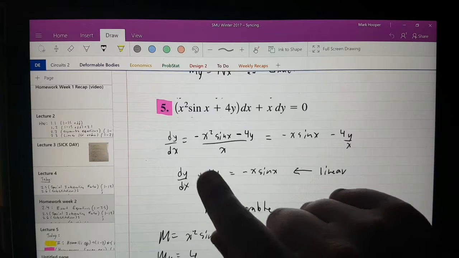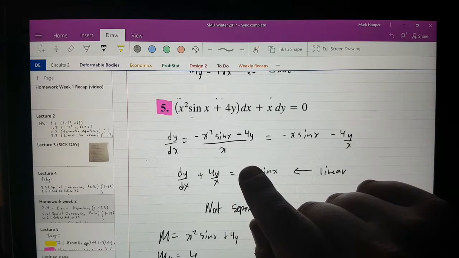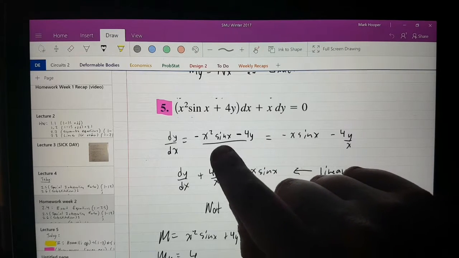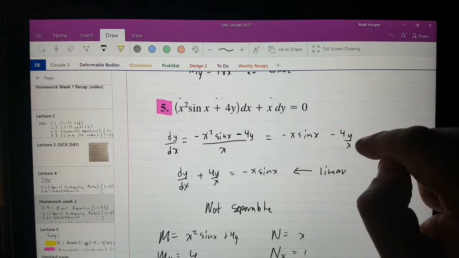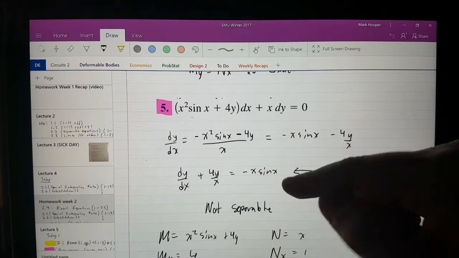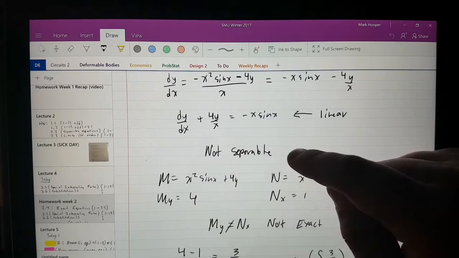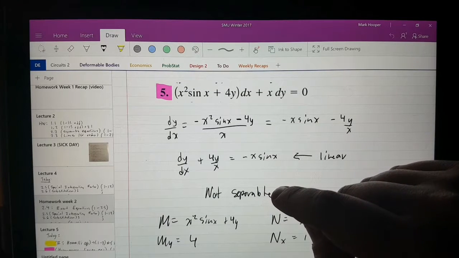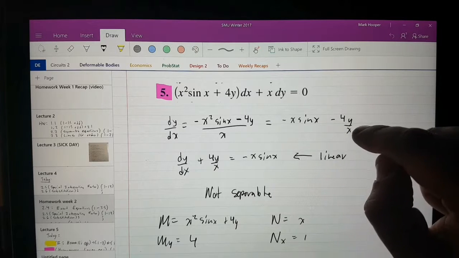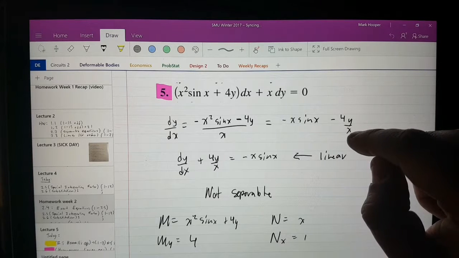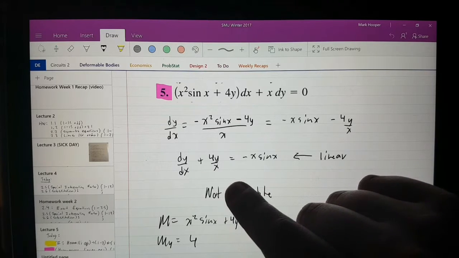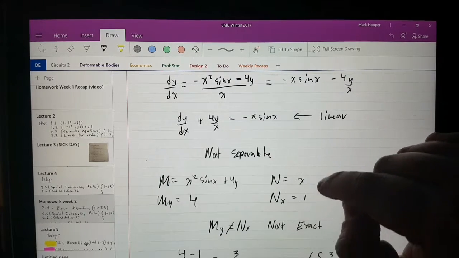Wait, what did I say? This is linear, right? dy dx equals this. Oh yeah, so I'm going to separate these two. That's a function of x, and that's y times another function of x, and dy. So this one is going to be linear. It's not separable because you can't just get x by itself, I don't think. Yeah, because there's an x here. I need dy dx to be a function of x times a function of y, so it's not separable.